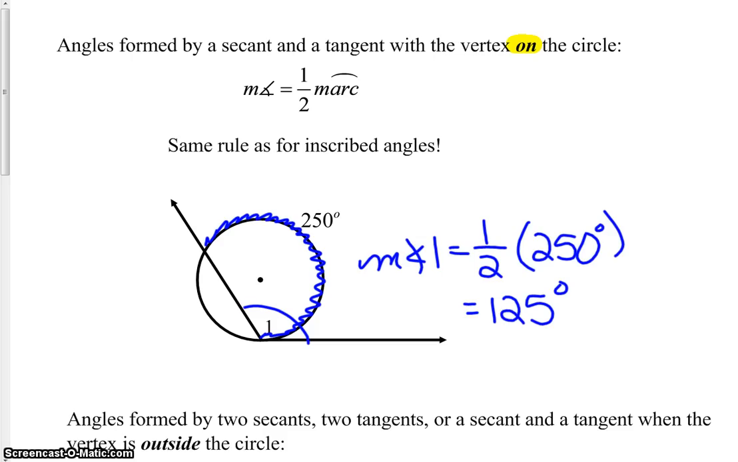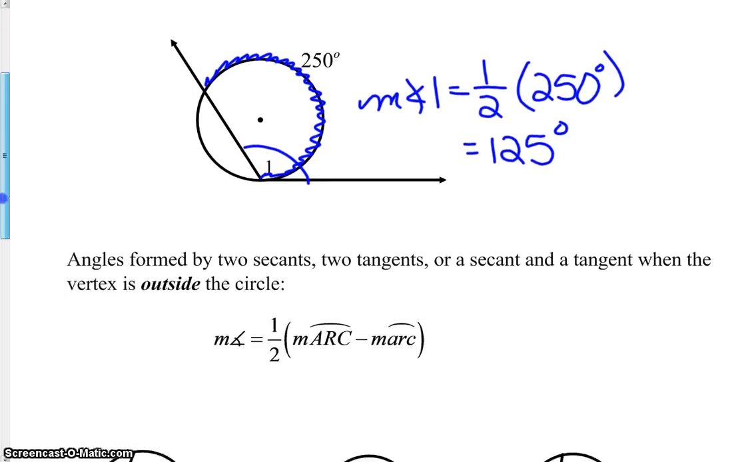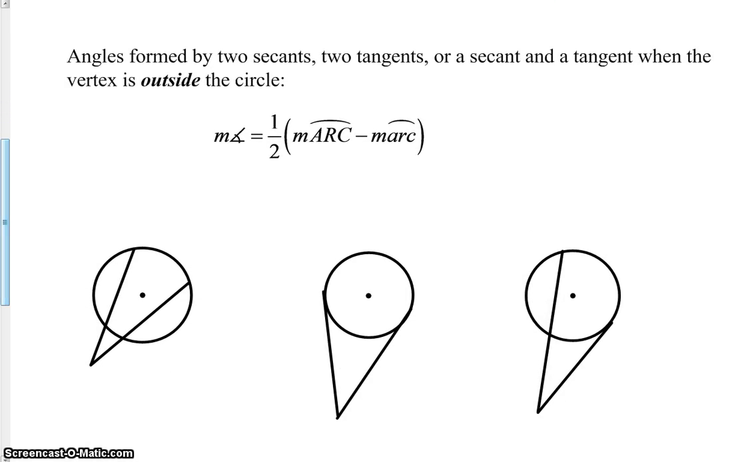We have one more situation that's actually broken down into 3 cases, and that's when the angle is formed either by two secants, two tangents, or a secant and a tangent. And these are all when the vertex is located outside the circle. Notice our examples. This is two secants. This is two tangents. This is a secant and a tangent. Now, on each of these, instead of adding the arcs together and dividing by 2, we subtract the arcs.